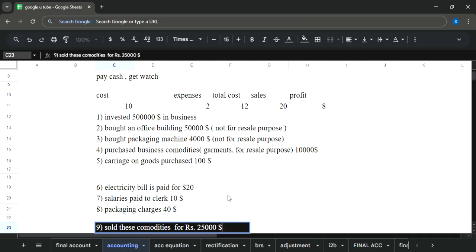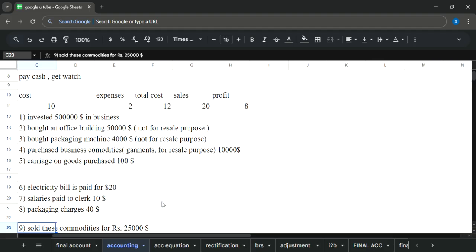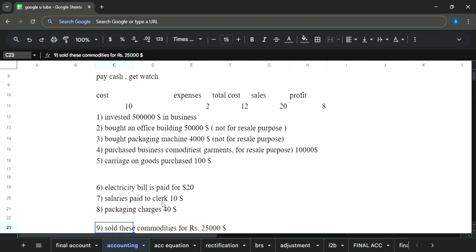It may be possible you have sold half of the commodities. It may be possible you have sold one-fourth of the commodities. That would not make any difference. So you can write exact sale after a month. Alright guys, so here what we have done, we have sold these commodities and received cash. Sold commodities, and after that you have received the cash, and you may mention for cash.